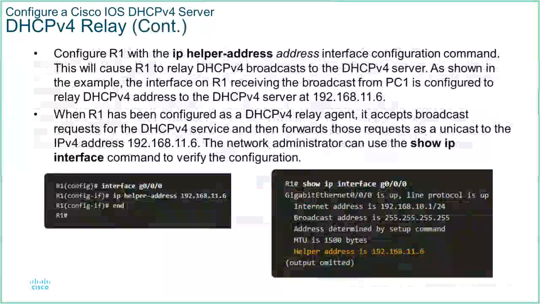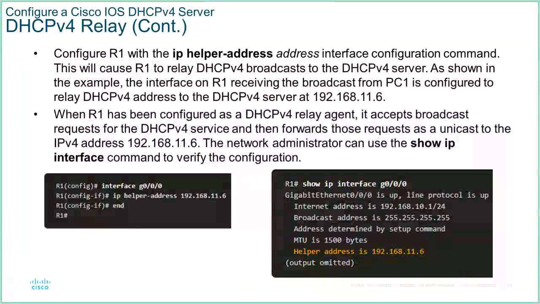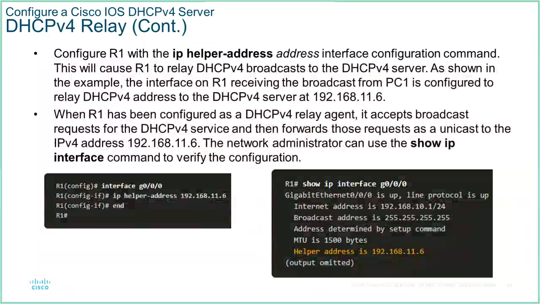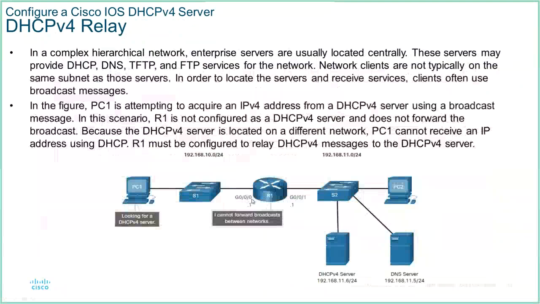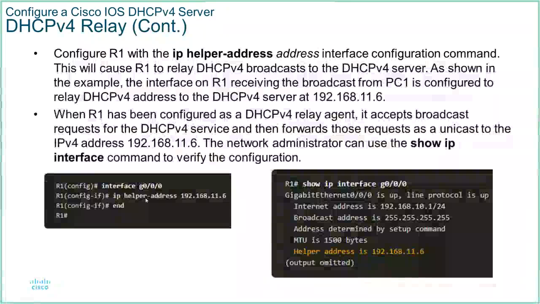So the command to do this is IP helper address, and you configure it on the interface that you want to forward traffic from. So if we go back one here, G0/0 is where the traffic is going to come in. So PC1 sending that discover broadcast comes in on interface G0/0. We have an IP helper address configured on that interface, so it will now forward that broadcast to that server on behalf of PC1.